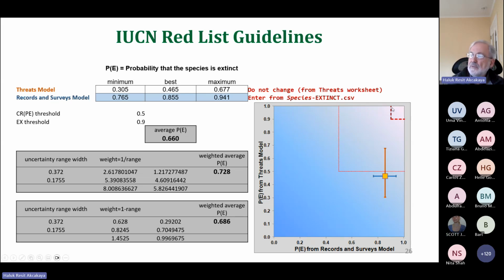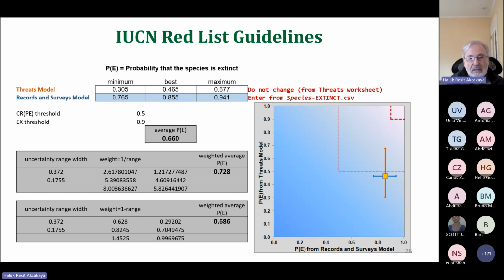Based on those, if the species is in this corner, then it is recommended that you list it as extinct or extinct in the wild. If it is in this upper right quadrant, then it is recommended that you list that species as critically endangered, possibly extinct, or possibly extinct in the wild. And if it is not in this upper right quadrant, then it is recommended that you list that species as threatened.